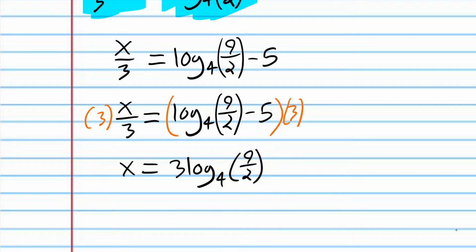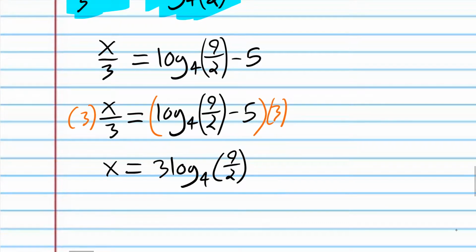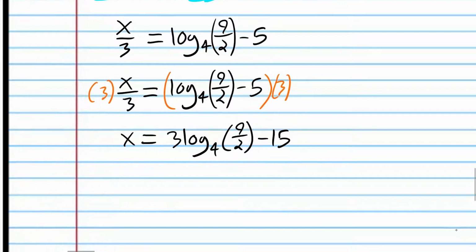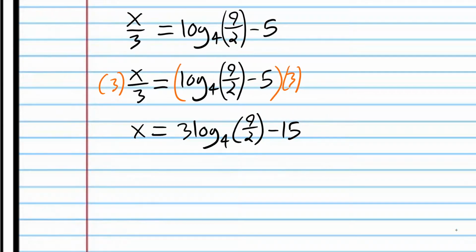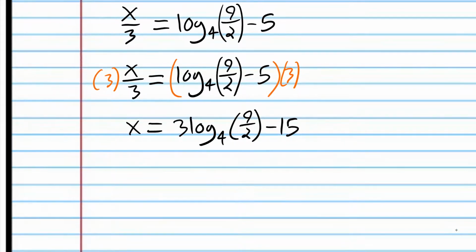But again, you cannot multiply that 3 inside that log. It doesn't work that way. 3 times -5 is -15. So we use the distribution rule. Okay, and that's it. We're done. All we have to do now is just use our calculator.